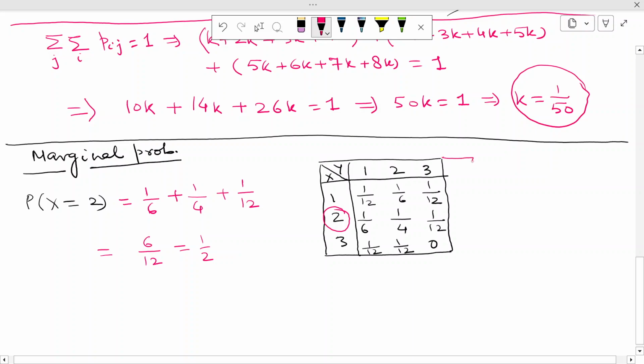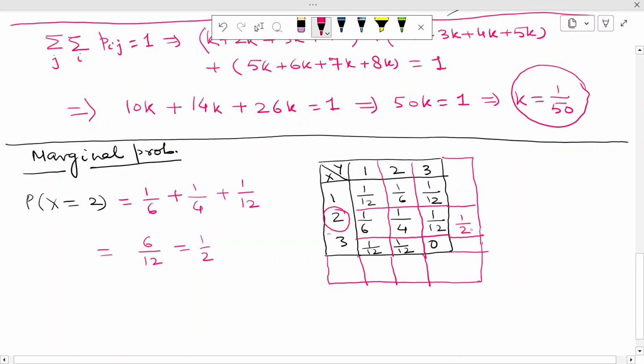So let us note down this probability here. We may extend this table, and in these extended rows and columns we will write the marginal probabilities for different values of these two random variables. So we will note down these values here. We just calculated the marginal probability corresponding to x is equal to 2, which is coming out 1 by 2.